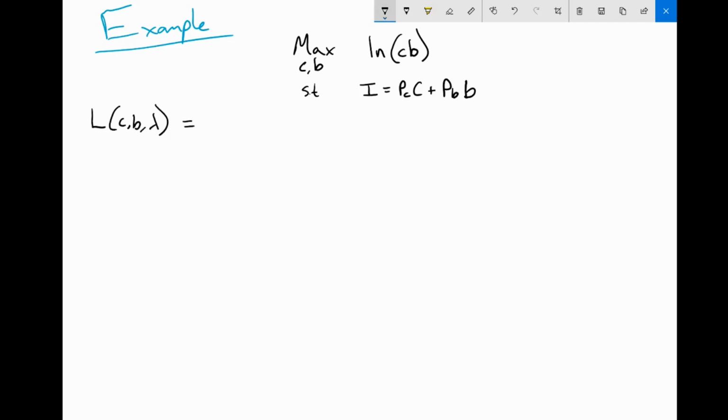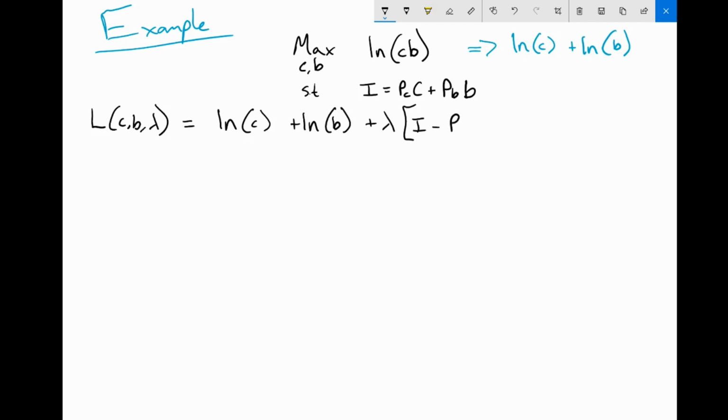Okay, now you should notice here that this equals the natural log of C plus the natural log of B. Okay? All right, natural log of C plus natural log of B plus Lagrange multiplier, income. So now our constraint is our budget constraint. Everything here has economic meaning now. Okay, and so now let's solve this.